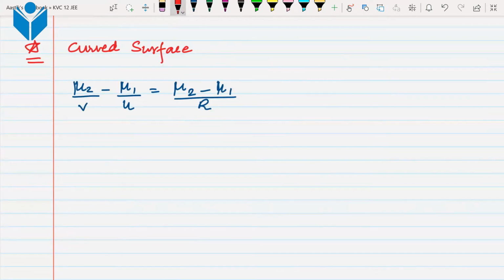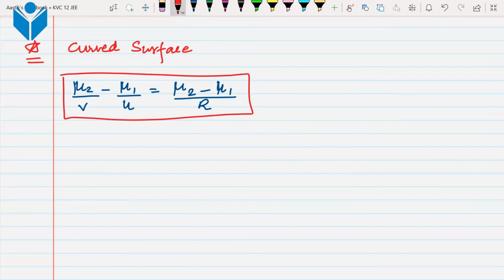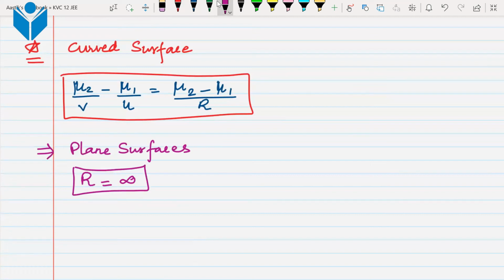Yes, sir. Now from here we can also derive the formula for refraction at plane surfaces from this original formula. How can I derive it from this one? For plane surfaces, I will write the radius of curvature as infinite because it is plane. That means the radius of curvature is very high. Do we understand this? Yes or no?